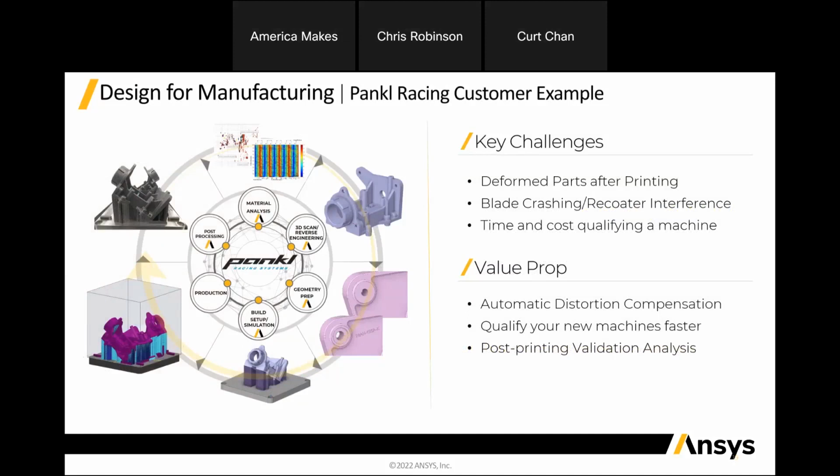But some of the key challenges of this particular application here was looking at deformed parts after printing. You're getting that recoater interference, time and cost to qualifying a machine, and really the value proposition for leveraging simulation is to get that automatic distortion compensation, make sure that your part deforms into shape instead of out of shape, qualifying your new machines faster through multiple mechanisms, both the reliability of being able to print your parts, not wasting time on failed builds, as well as being able to optimize the process parameters, and post-printing validation analysis. So being able to take that analysis after you've printed and run it through validation simulation to make sure the part in the as-built state will perform as desired and as designed.